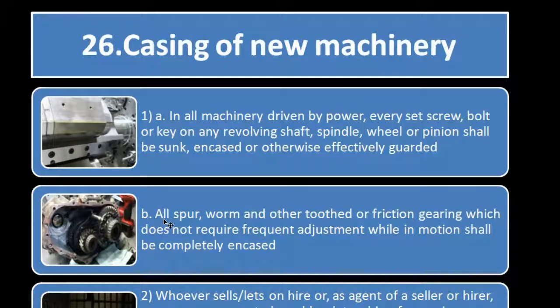Clause B. All spur, worm and other tooth or friction gearing which does not require frequent adjustment while in motion shall be completely encased. Now as you can see in this image, there is a gearing system which is not encased. Now all such systems which do not require frequent adjustment while in motion shall be completely encased. So we'll move on to our next subsection.